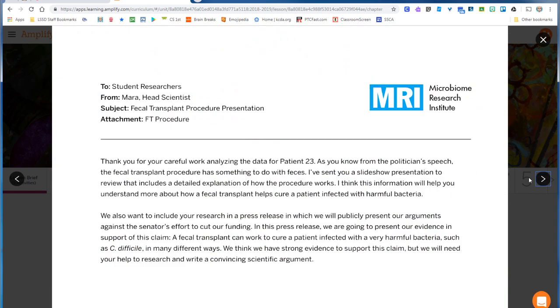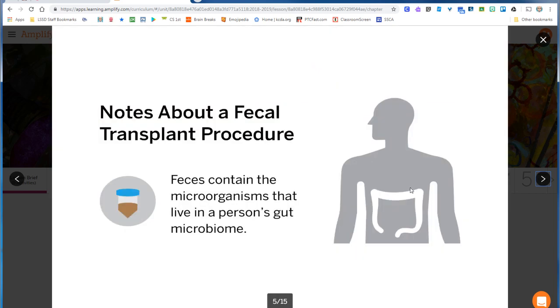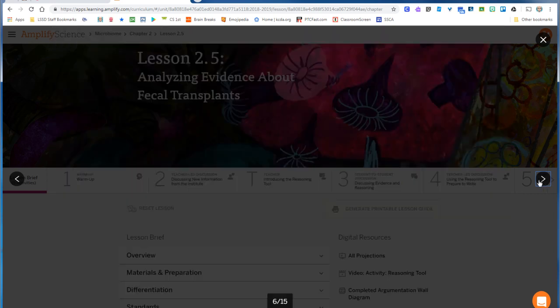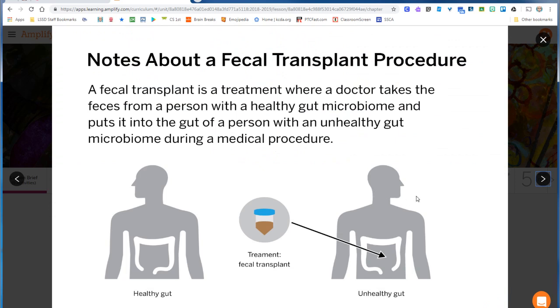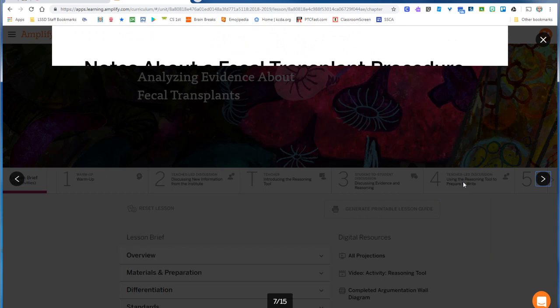So there are notes about the fecal transplant procedure. The feces contain the microorganisms that live in a person's gut microbiome. You also want to notice that the actual transplant of fecal material from one person to another happens during a medical procedure overseen and conducted by doctors. So this is a procedure that involves medical professionals.